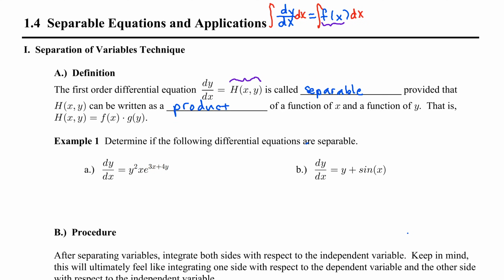Before we jump into the method of solution, let's make sure that we can recognize when a differential equation is separable. Example 1, determine if the following differential equations are separable. We have dy over dx equals y squared times x times e to the 3x plus 4y. First of all, observe that our dependent variable is y and our independent variable is x. So we can see over on the right side of that differential equation, we've got a function of both x and y. This equation will be separable provided we can write that right side as a product of a function of x times a function of y.